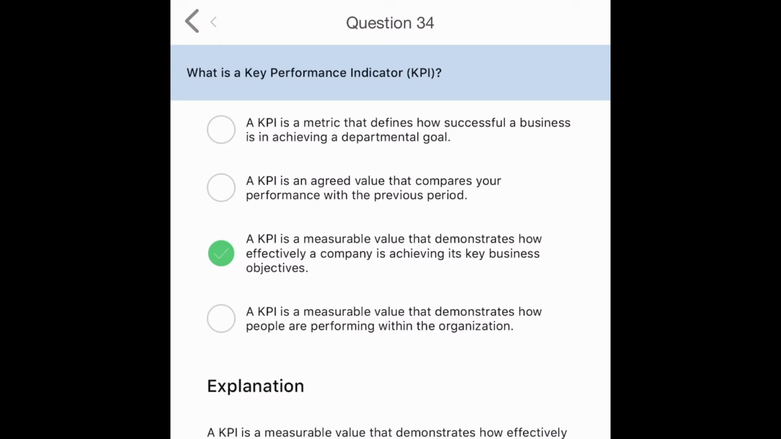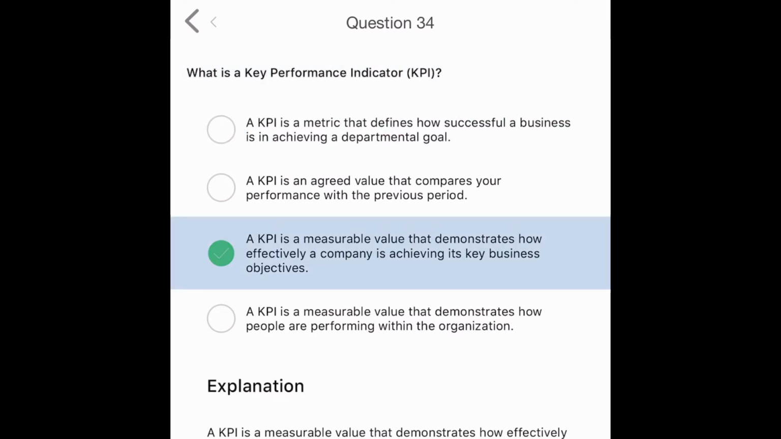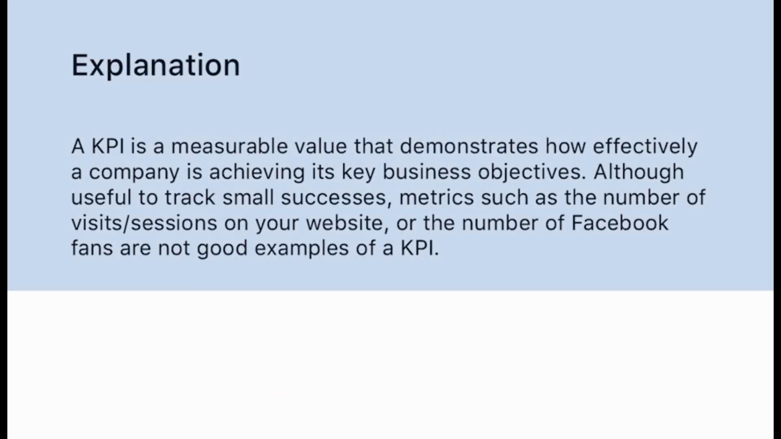What is a key performance indicator? A KPI is a measurable value that demonstrates how effectively a company is achieving its key business objectives. Explanation. Although useful to track small successes, metrics such as the number of visits or sessions on your website or the number of Facebook fans are not good examples of a KPI.